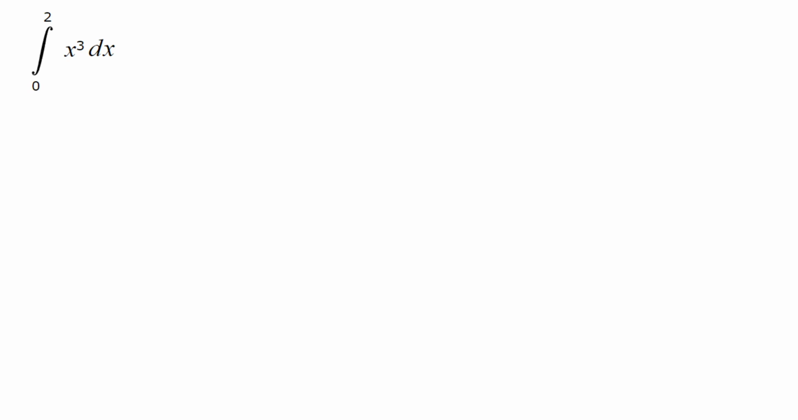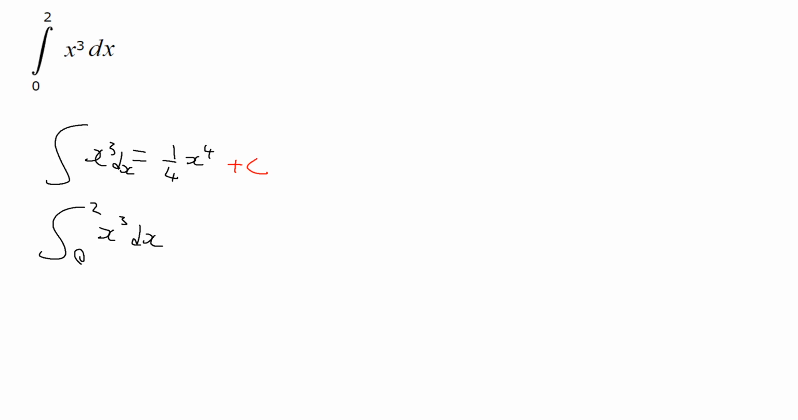Between 2 and 0, find the area underneath x cubed. So the first thing we need to do is integrate. We know that the integral of x cubed from the last video is just going to be a quarter x to the 4 plus c. Okay? And to work out what it is between 2 and 0, all we're going to do, I'll write this out, is sub in 2 and 0 and then find the difference.